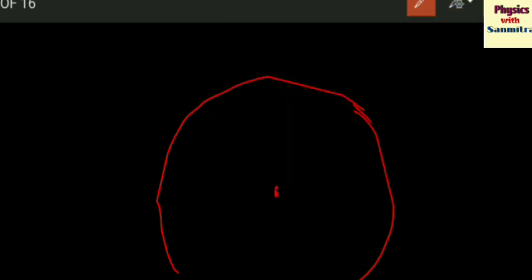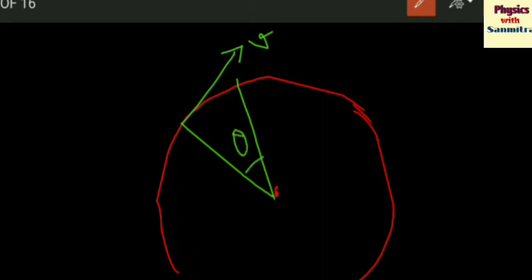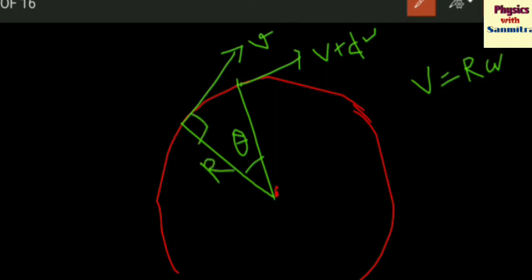Now a particle is moving with a velocity v. This is theta. Now its velocity is becoming v plus del v. So I can say the velocity is increasing. Since the velocity is increasing, the theta is also increasing. Now see, I am just talking about the speed. I can say v is equal to r omega. R cross omega I know, but this v and this r are perpendicular, and omega also. So v is equal to r omega.